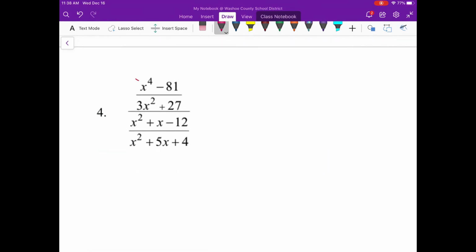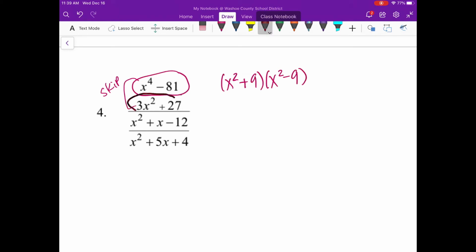Going on to number 4. So number 4, same idea. We're going to go ahead and skip the first set of fractions. Now for this one, we're going to factor the numerator. The numerator here is a difference of squares, but a difference of squares with an x squared term. So it would be x squared plus 9 and x squared minus 9.